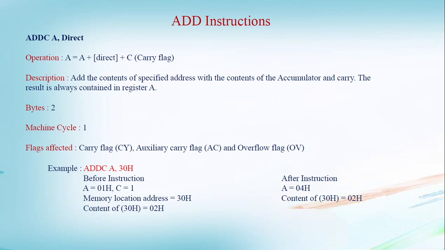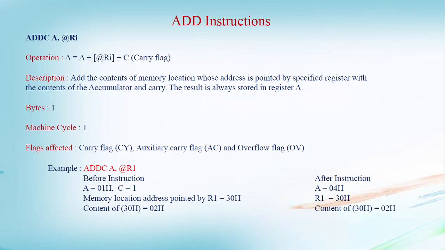Next, ADDC A, direct means add the contents of the specified address with the contents of the accumulator and carry. It requires 2 bytes. It takes 1 machine cycle, and the same carry flag, auxiliary carry flag, and overflow flag get affected. Example: ADDC A, 30h. We can observe here before the instruction A equals 01h, C equals 1, and the content of 30h equals 02h. After the instruction A will become 04h. And ADDC A, @Ri.